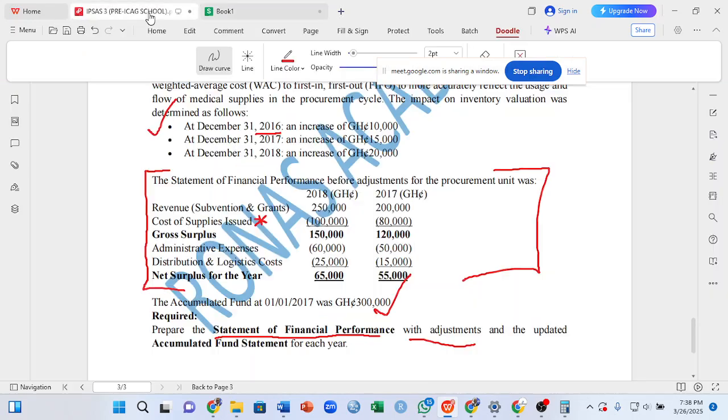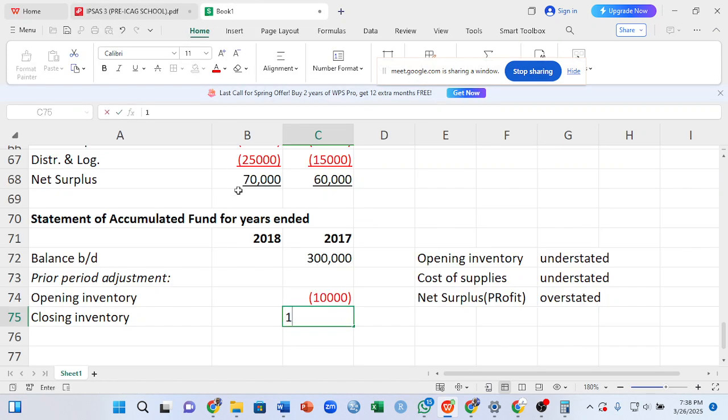So closing inventory for 2017 was 15. The effect is 15,000. So this 15,000, let's analyze it. Are we adding or subtracting? This time around, you do it for weighted. Are we adding or we are subtracting? We are adding.